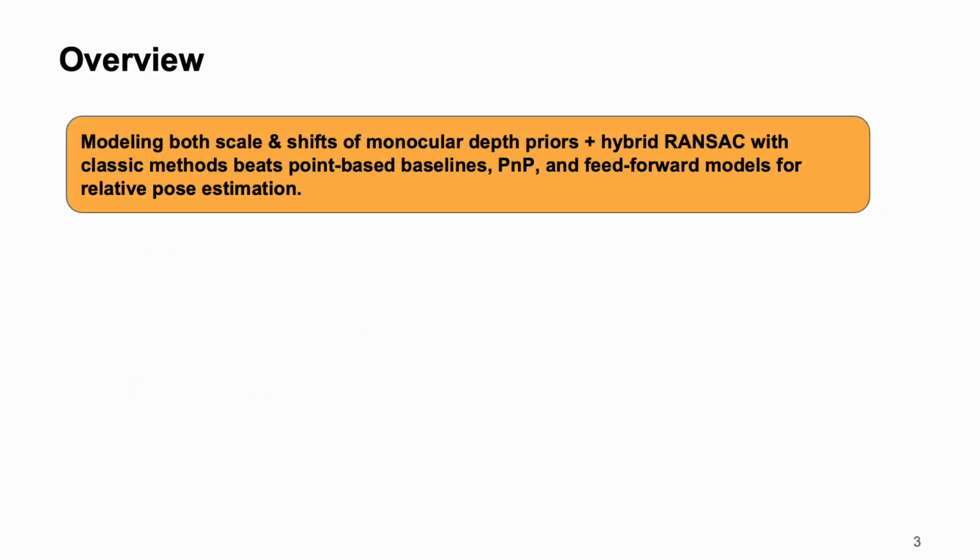In this paper, we show that modeling both scale and shifts of monocular depth priors combined with hybrid RANSAC with classic methods is able to beat point-based baselines, PnP, and feed-forward models for relative pose estimation.